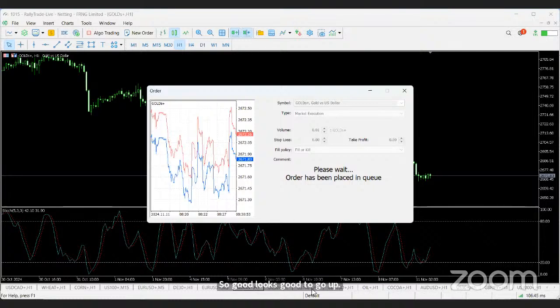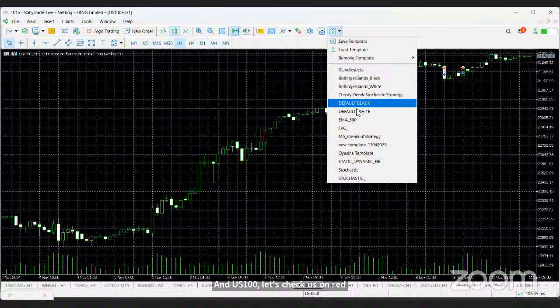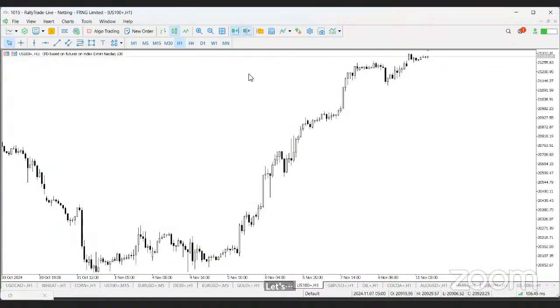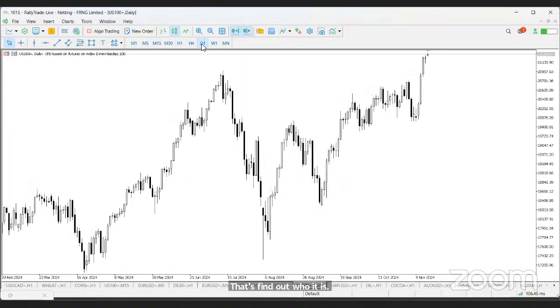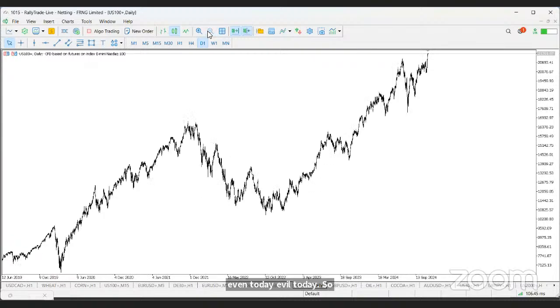And US 100, let's check. Let's find out with this. US 100 had been trading to the upside in recent time. And because the market loved Trump, I think this US 100 will continue to push forward. I'm not saying you should jump into buy now. But I think US 100 is on the way to a new high, even today. So it will continue to appreciate. That's the way I see the prices.